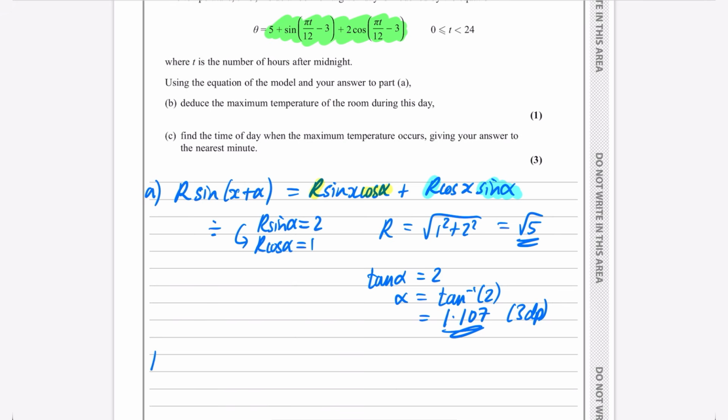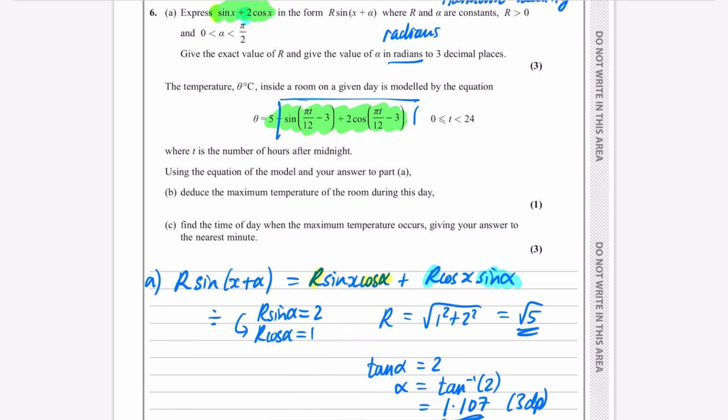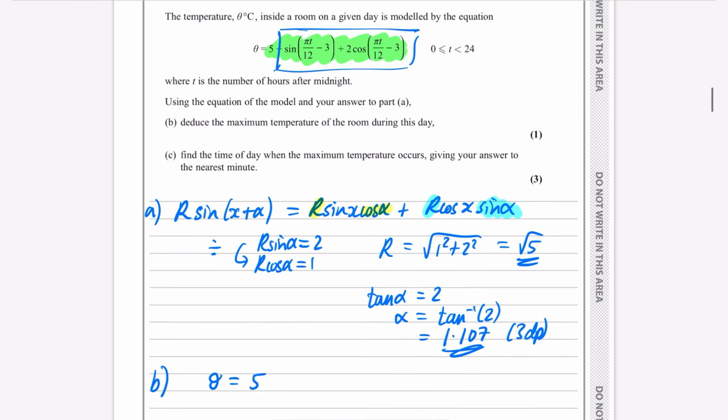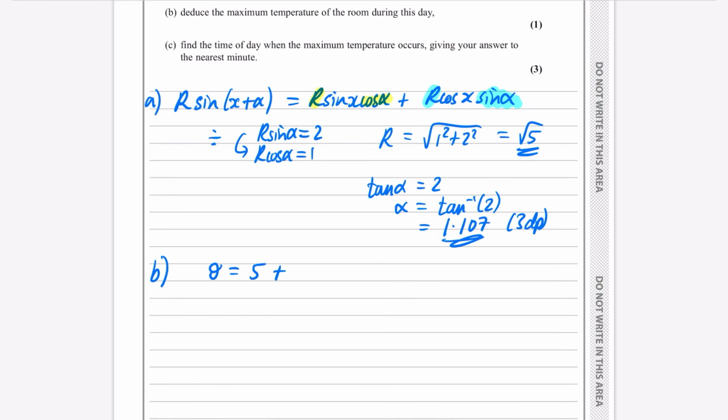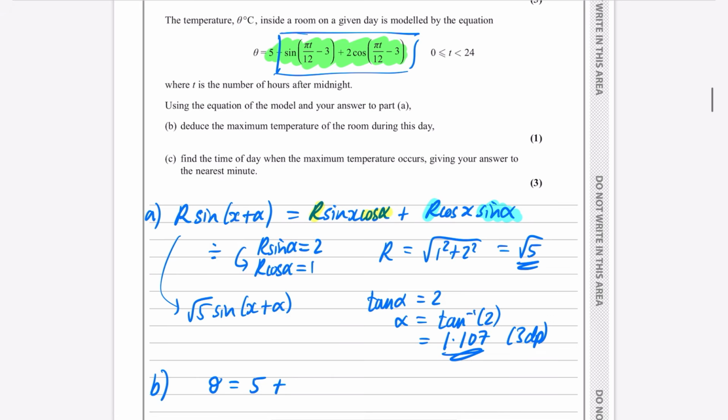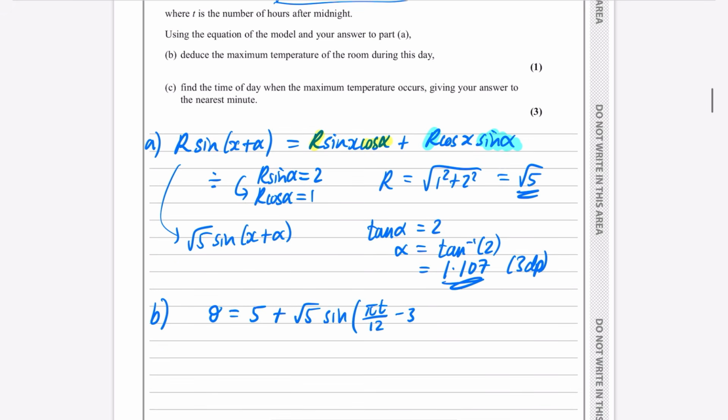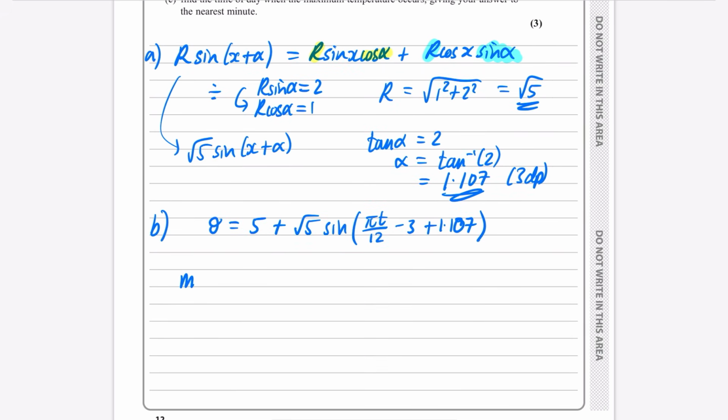So for part b of the question, theta equals 5. Now this second section that we've got here looks so similar to this. It's just that the x has been replaced with pi t over 12 minus 3. So I think we can replace the whole thing because we know that this can be replaced as root 5 sine of (x plus alpha). I can replace that whole section that's got the blue box around it with root 5 sine. Now x, we said, was pi t over 12 minus 3. And I'm going to plus on alpha, which was 1.107.